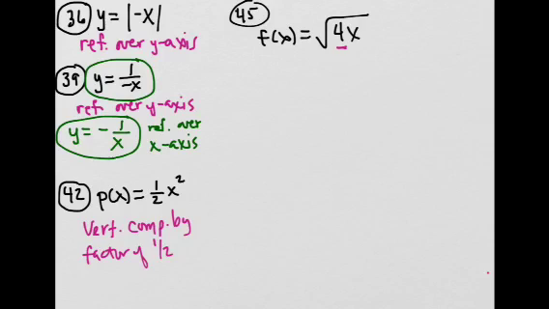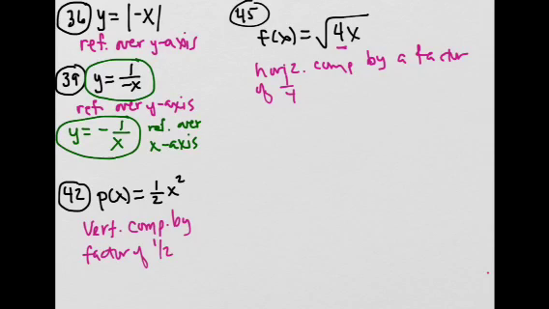Okay. Number 45, the 4 is b right here. So we would say that this is a horizontal compression, because remember, even though it's 4, it's the reciprocal of 4, which is 1/4, that's changing. So horizontal compression by a factor of 1/4.